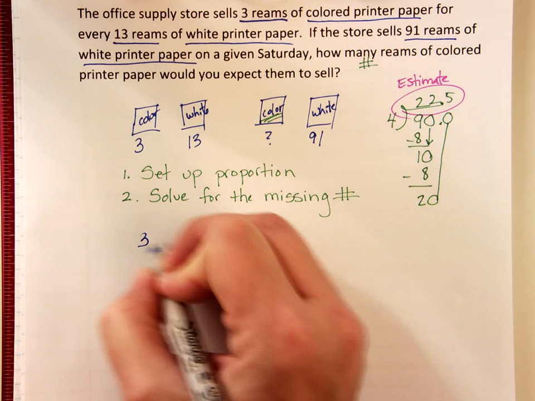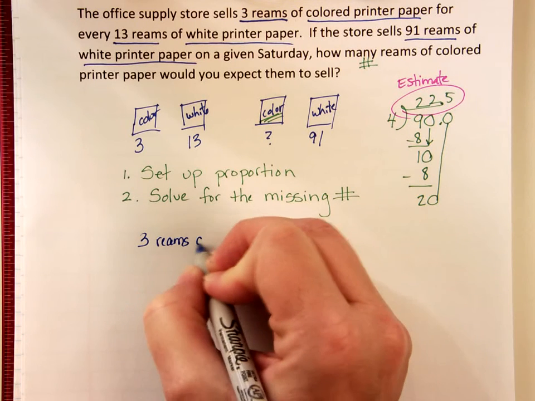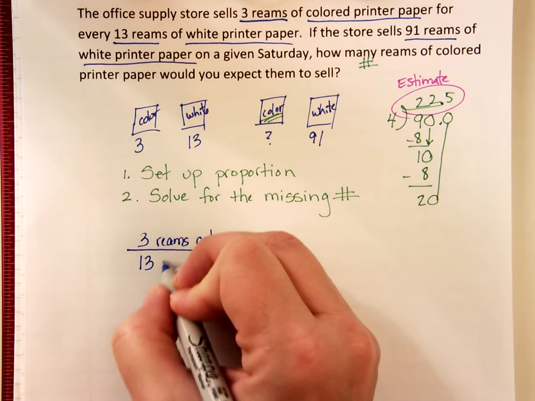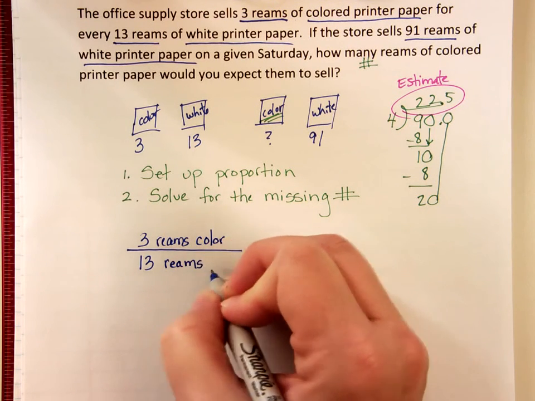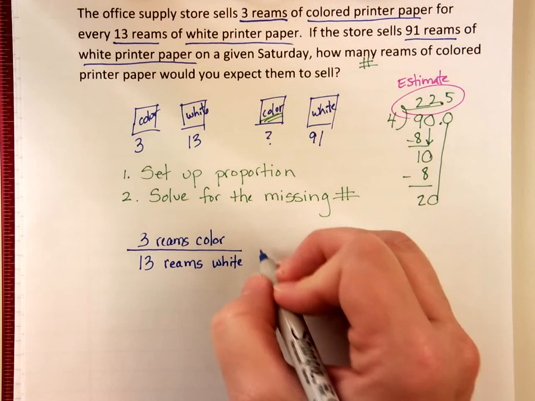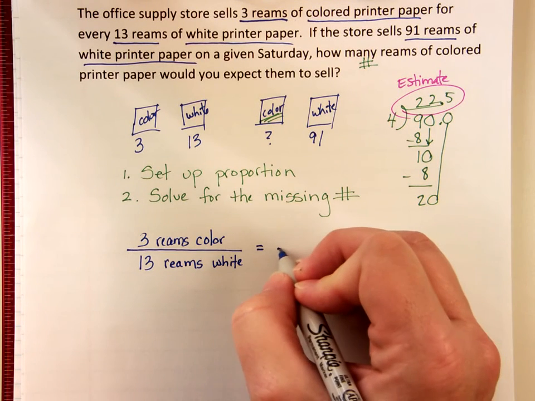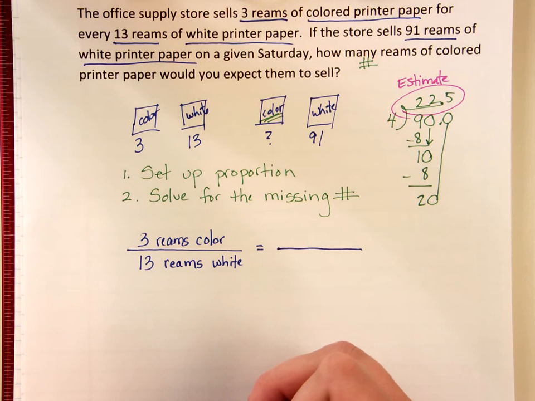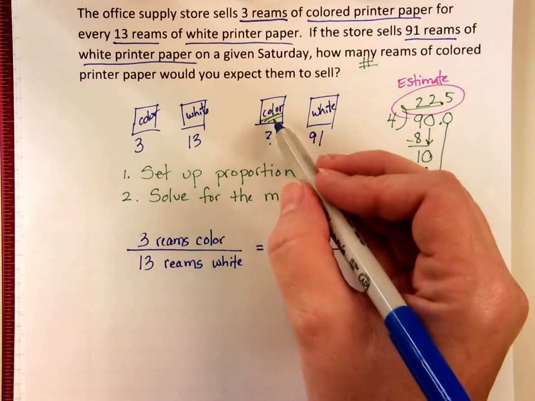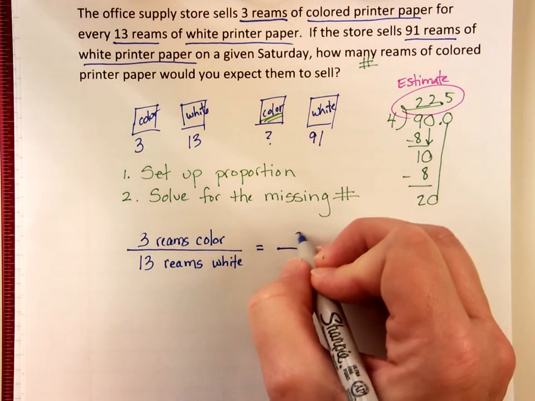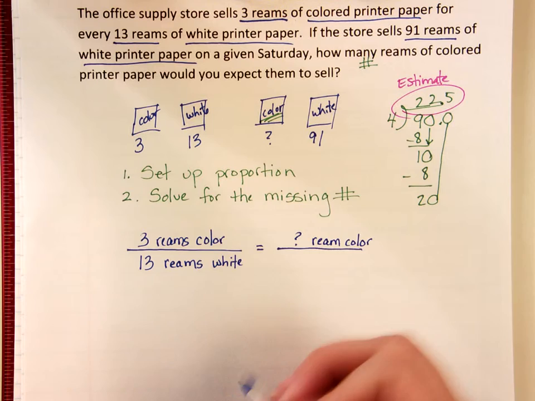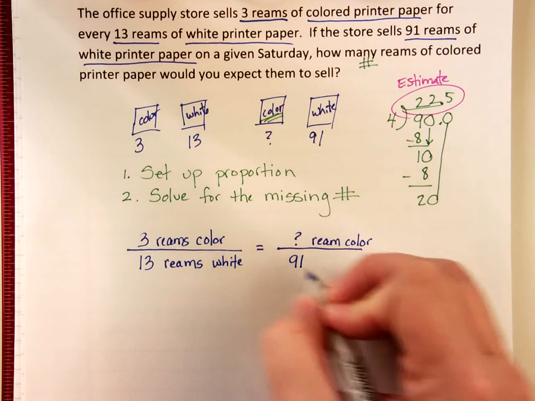Let's do 3 reams color for every 13 reams of white paper. That's the ratio that I know. The second part of a proportion is another ratio. And with word problems, you're going to have an unknown value. Our unknown value here is the color. We don't know how many reams of color they sold on a Saturday. We do know 91 reams of white.